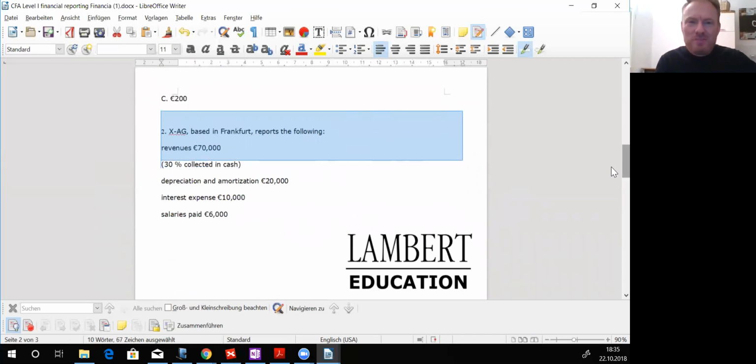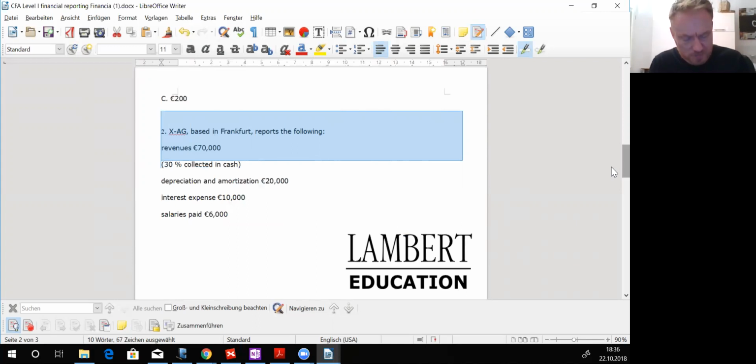XAG, which is the German company here, based in Frankfurt, reports the following: revenues $70,000, etc., etc. And we want to change a little bit to the statement of cash flows. There are three very important things when it comes to financial accounting. First, the balance sheet. Second, the income statement. And third, the statement of cash flows. Of course, there's also the statement of equity, but we want to take a look at those three things here in this free webinar.